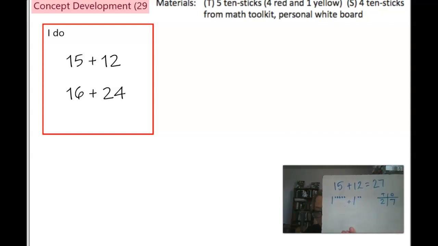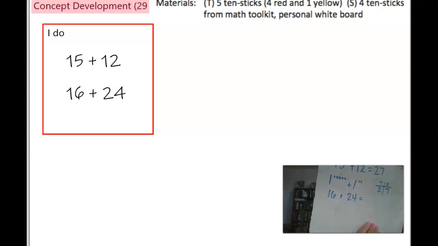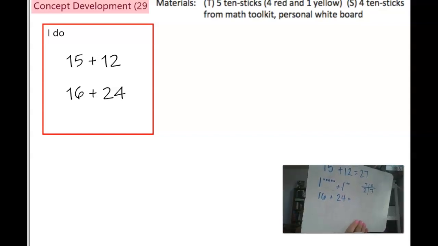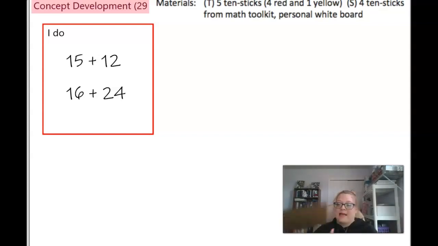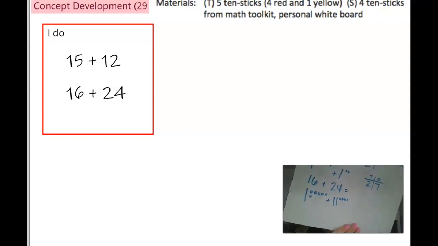Okay? That one wasn't too hard, right? Let's do our next one. So go ahead and write 16 plus 24 equals something. We don't know yet what it equals, but we're going to figure it out. So then we're going to draw it, right? So 16 has 1 10, so I'm going to draw one line, and it has 6 ones, so I'm going to draw 6 dots. Put my plus sign, 2 tens for 20, and 4 ones. So your paper should look just like this.